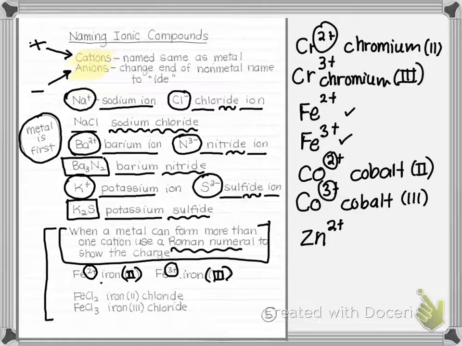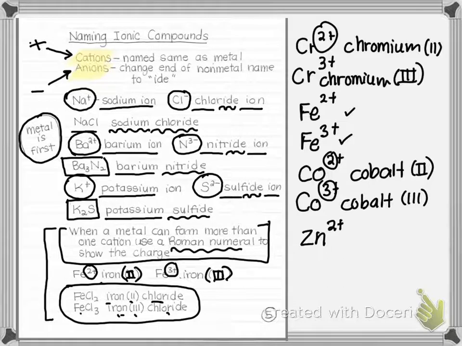So then if we go down to examples down here on how this works, iron, since it can be a 2 and a 3, if it's an iron with a 2, we would say iron 2 chloride. So we're going to name the nonmetal the same. If it's an iron 3, we say iron 3 chloride.